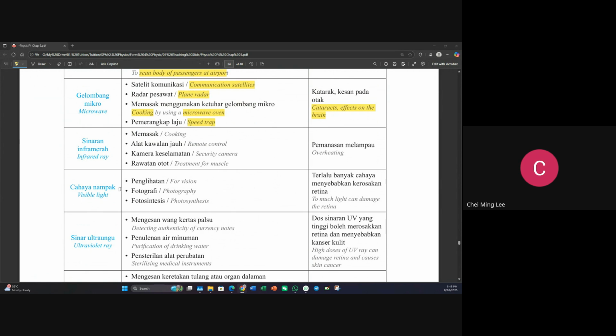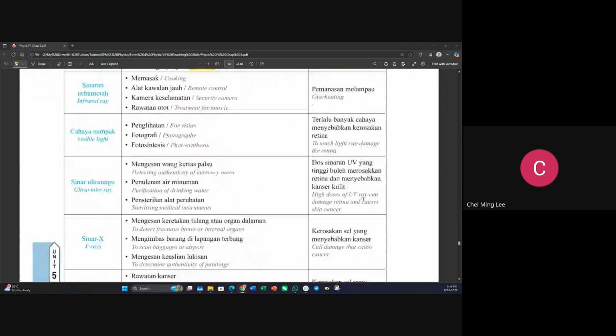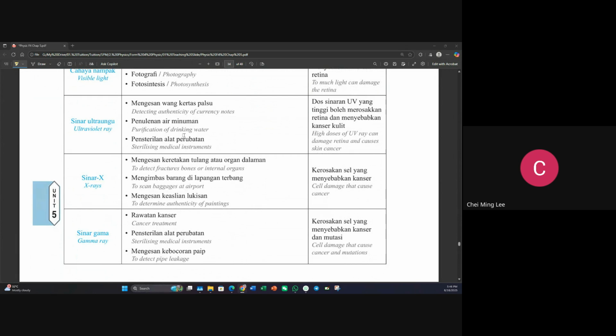So for visible light, they use it for vision, photography, and photosynthesis. Somehow, too much light might destroy your retina. Okay, UV light. It is used to detect the authenticity of currency notes, to check the money, and for purification of drinking water.